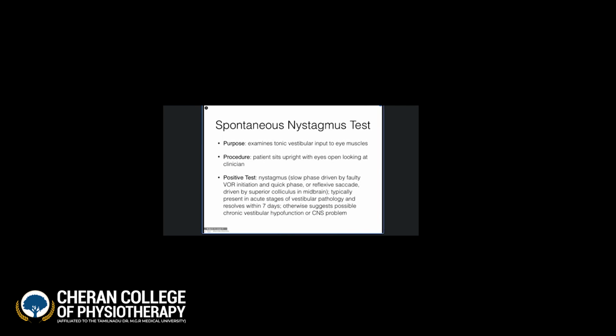Fast eye movements are coming. So you can say fast retinal movements. That is called nystagmus. When you ask the patient to look to the right side, if suddenly the eyes are going with this movement, it means it's a positive test. The fourth test is the spontaneous nystagmus test.